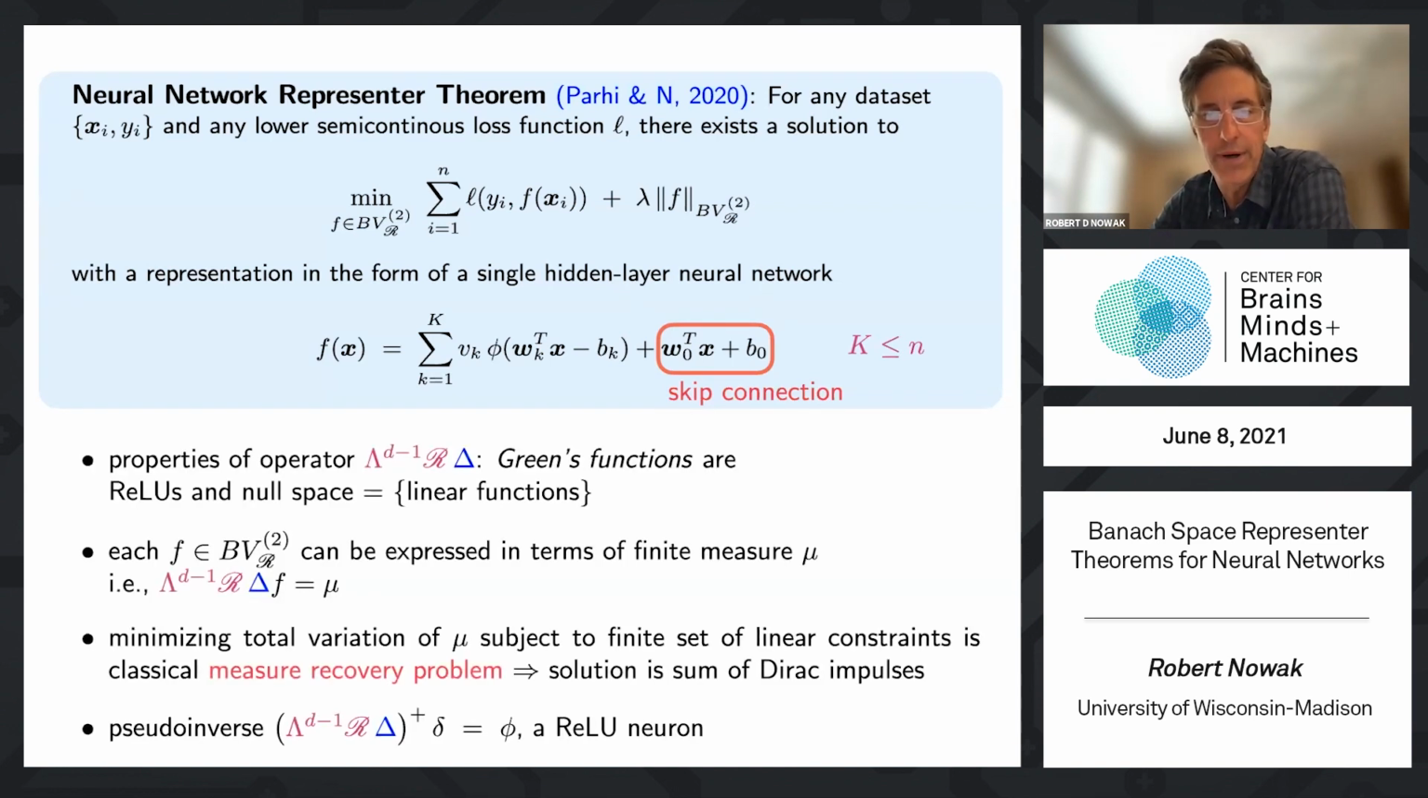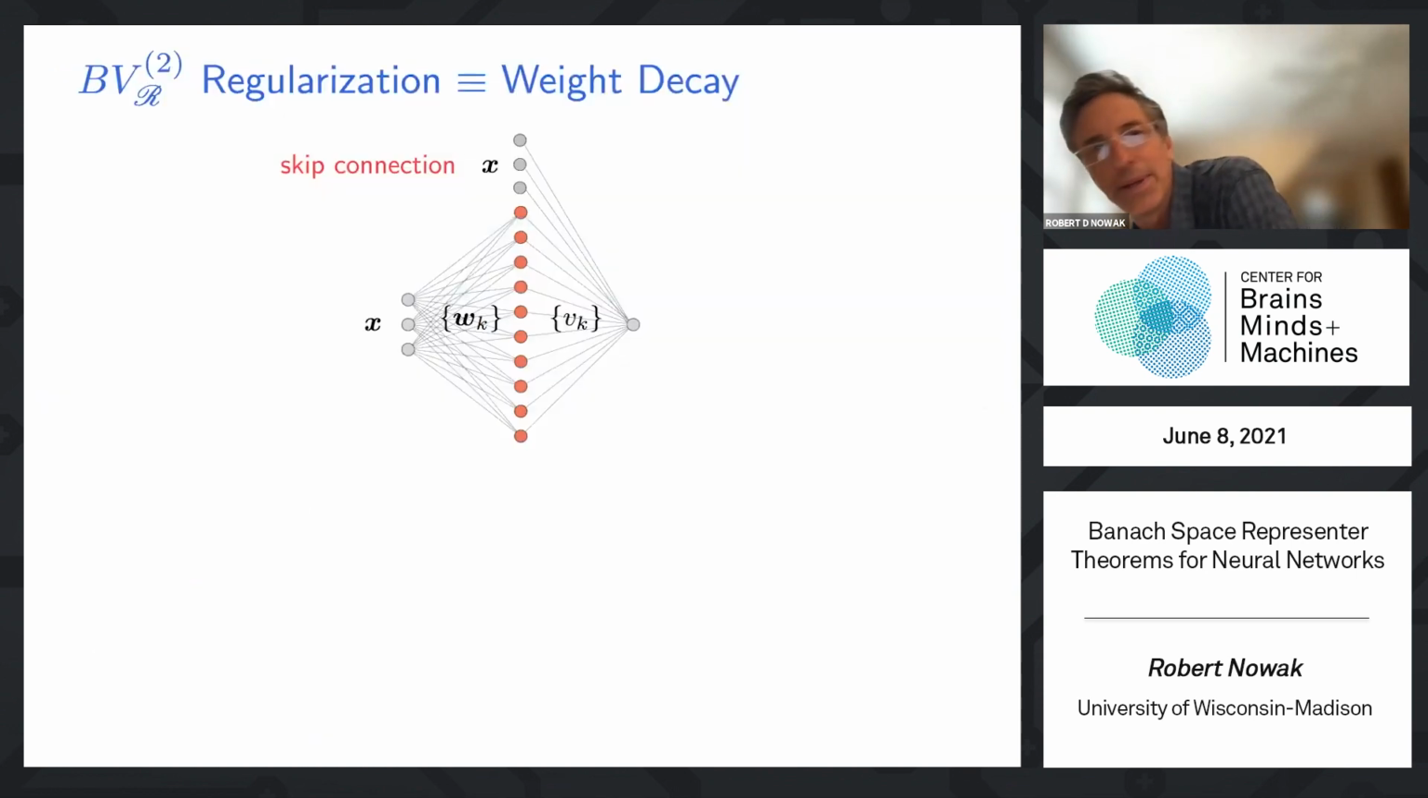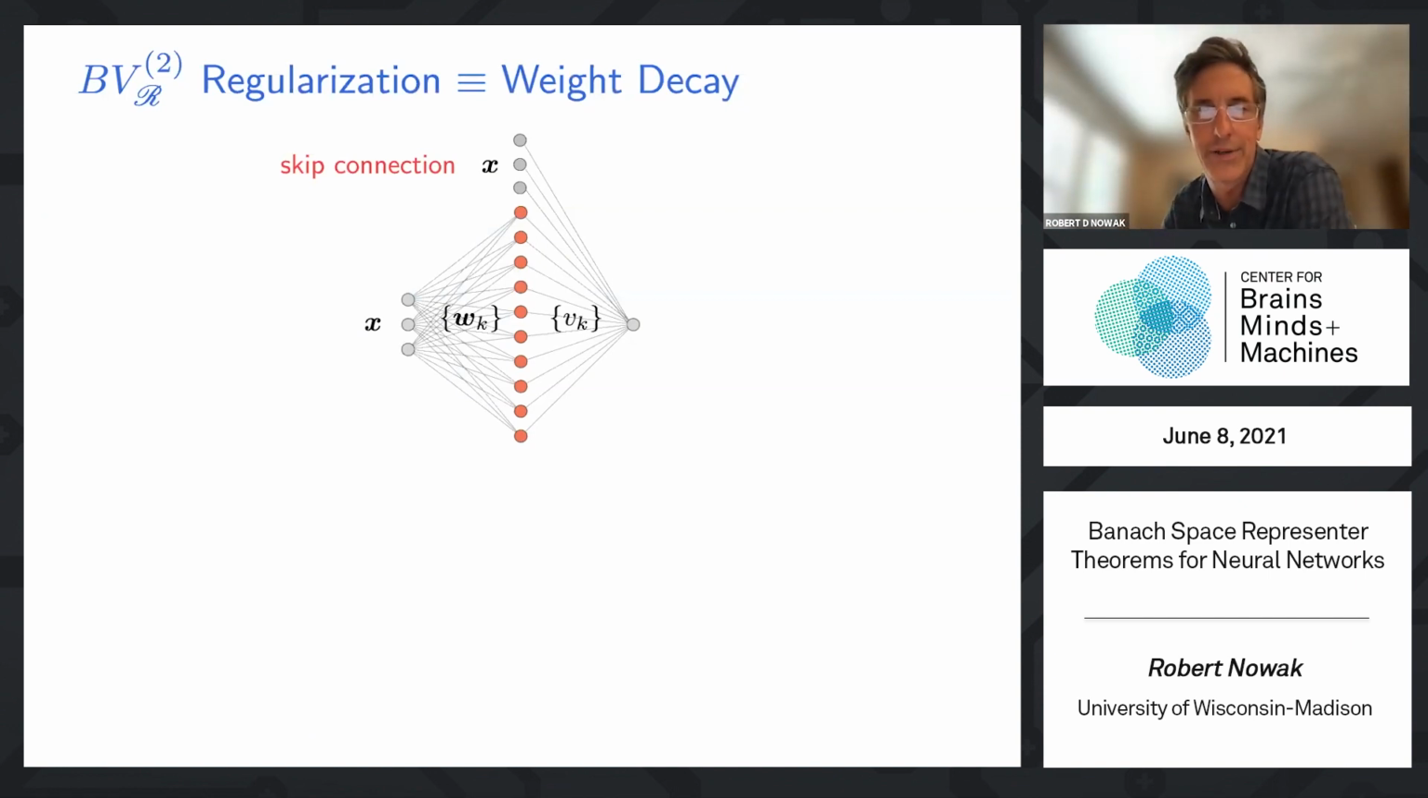I'm not going to go over some of the theory that's involved here, but bottom line is that this operator that we were looking at, which is derivative followed by Radon transform, you kind of inspect what are the Green's functions of that operator and then take it from there. We can come back to that if people have questions, but this is the sort of solution that you get. You get a neural network that has ReLU neurons. It also has the skip connection.